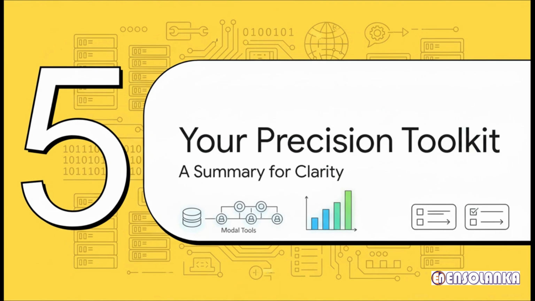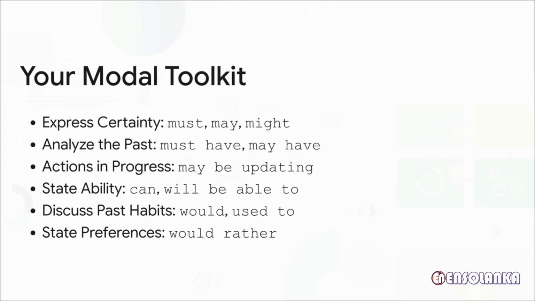Whew, we've covered a lot of ground today, and we've put together a really powerful set of tools. So let's do a quick recap of everything that's now in your Precision Communication Toolkit. And here it is. You now have the right tools to express different levels of certainty, to analyze past problems with real precision, describe what's happening right now, state abilities and limitations, talk about old system behaviors, and even state your preferences professionally. This is the language that gets stuff done in tech.